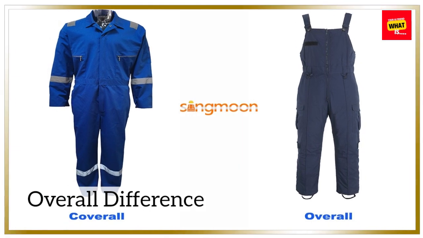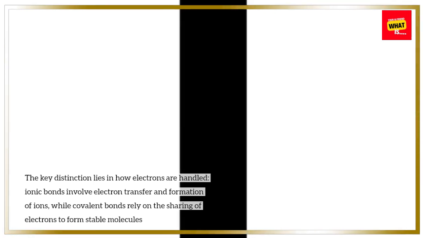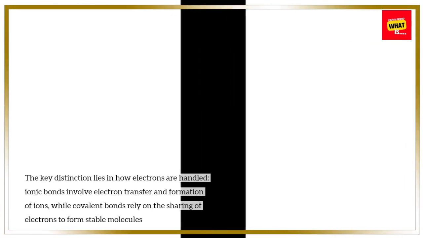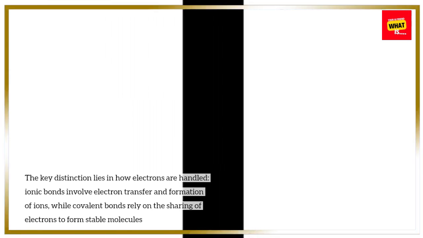Overall difference. The key distinction lies in how electrons are handled. Ionic bonds involve electron transfer and formation of ions, while covalent bonds rely on the sharing of electrons to form stable molecules.